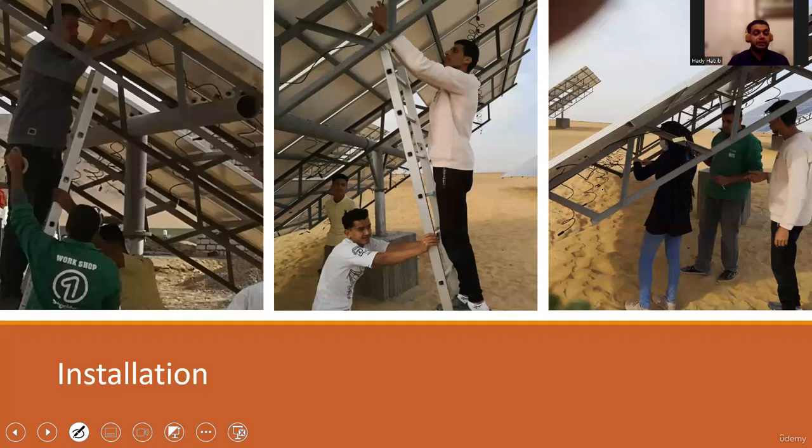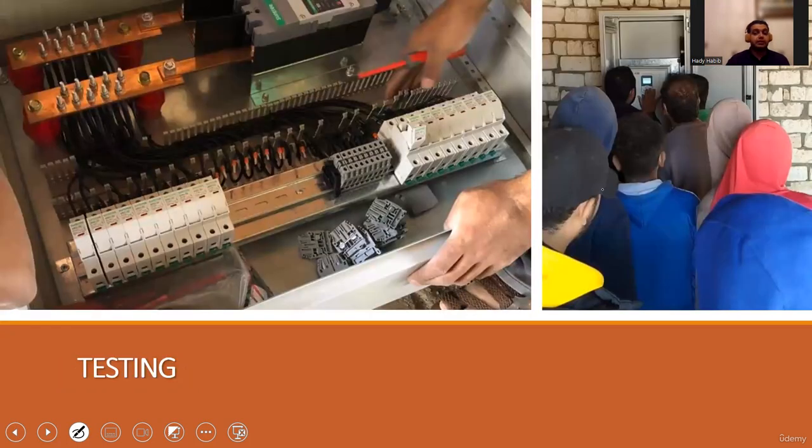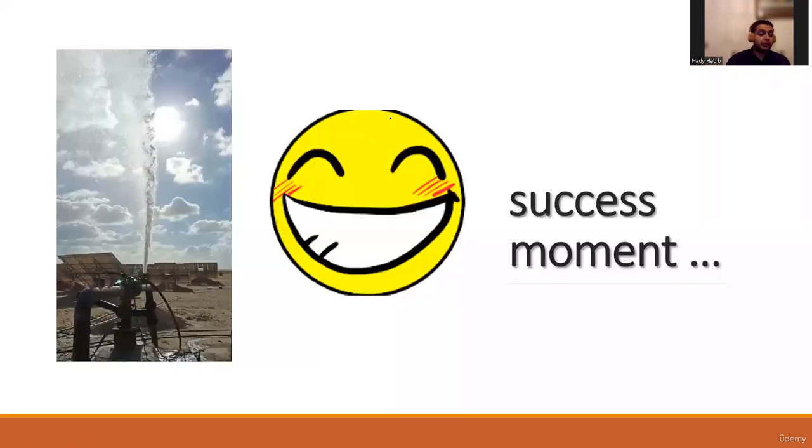We did that with students from my university, and we tested the inverter, as you can see here, and we tested each part of the distribution box of the system. We got the success moment when water came from underground in this desert oasis, irrigating the desert and turning the desert into a green community.